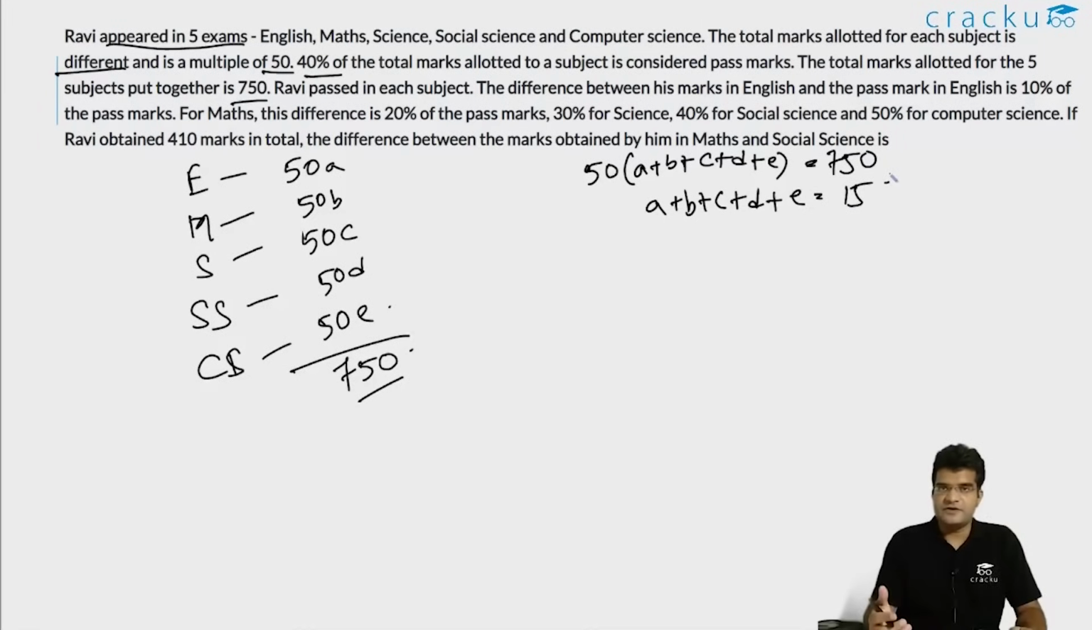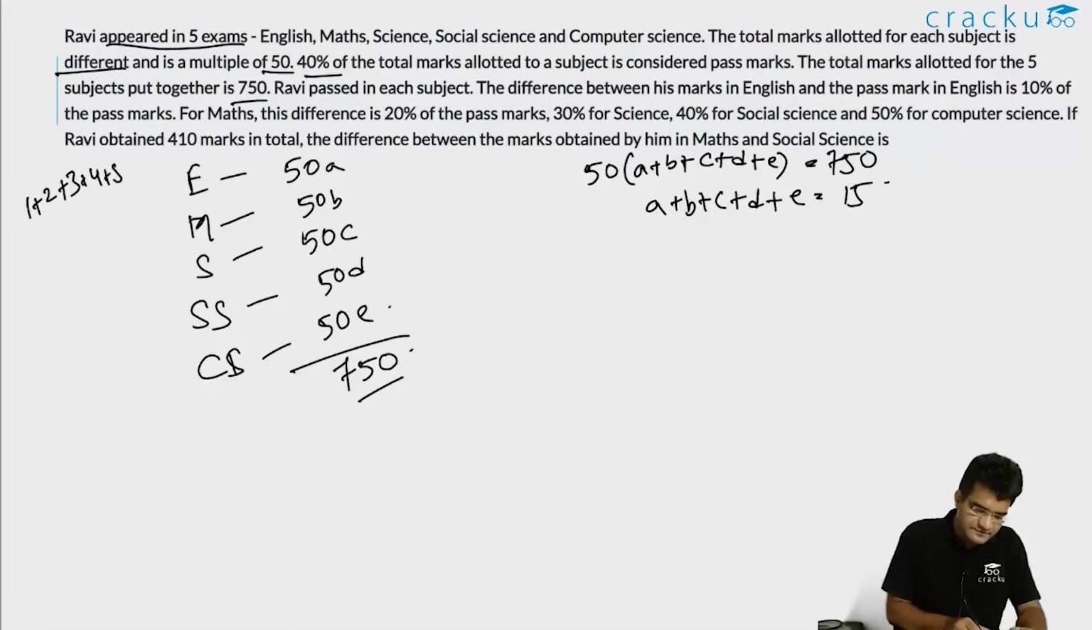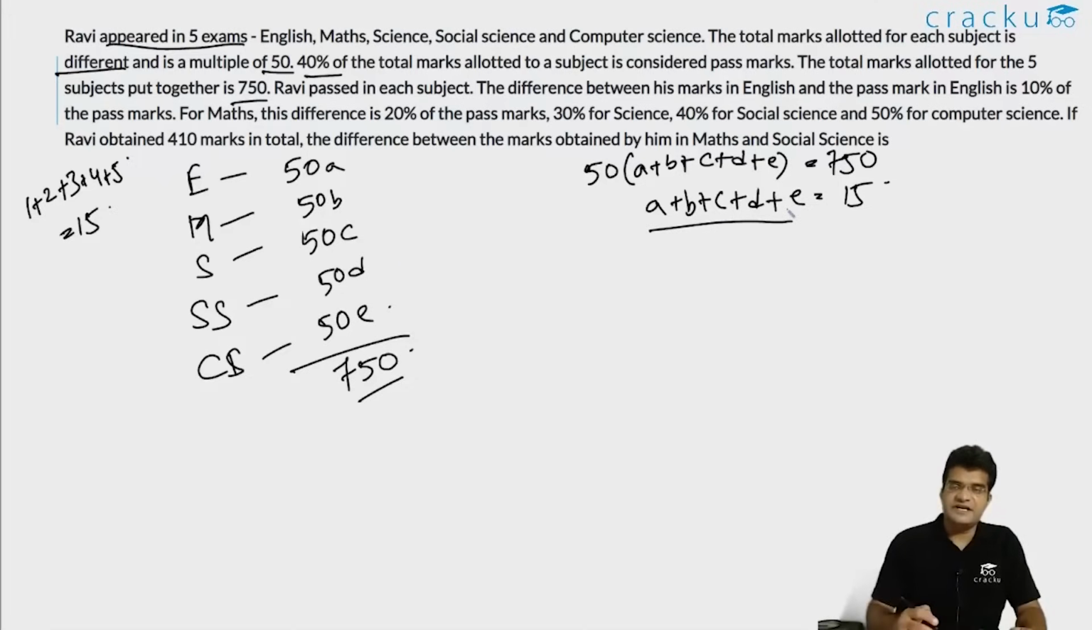Now you should immediately notice that all A to E are unique numbers. They are all different numbers, and the smallest possible value of the sum of 5 unique natural numbers is 1 plus 2 plus 3 plus 4 plus 5. But this sum itself, 1 plus 2 plus 3 plus 4 plus 5, is equal to 15. So what this means is that A, B, C, D and E are 1, 2, 3, 4, 5, but we don't know which is what.